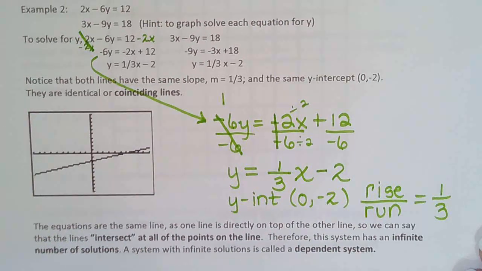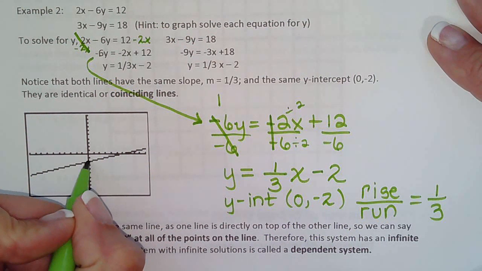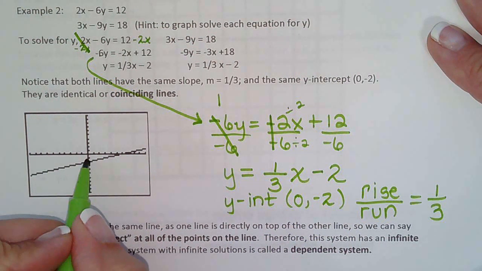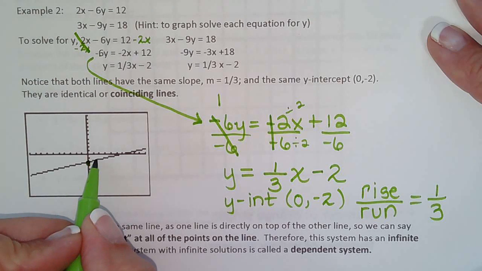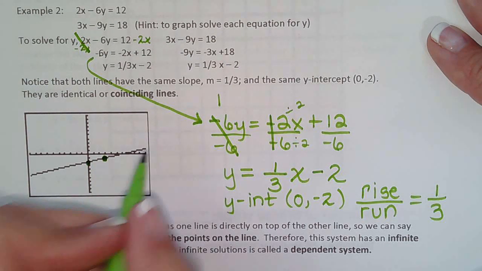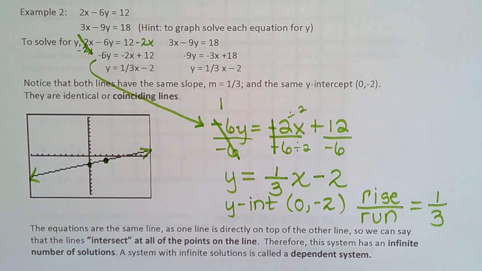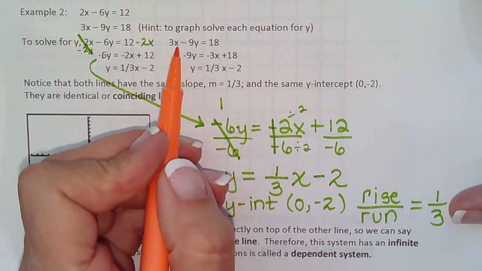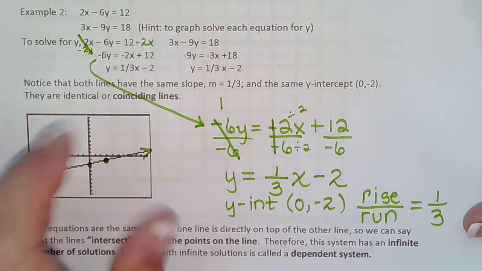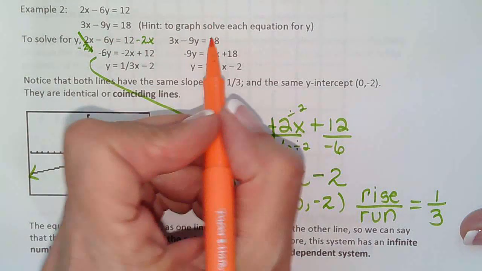So let's get over here a little bit. Plot 0, negative 2. And we rise, run 1, 2, 3. And that's where this line came from. Arrows on both ends. Okay, now let's do the other line. I'll do it in a different color. So here's the second line. And we're trying to determine whether they're parallel, perpendicular, or neither.